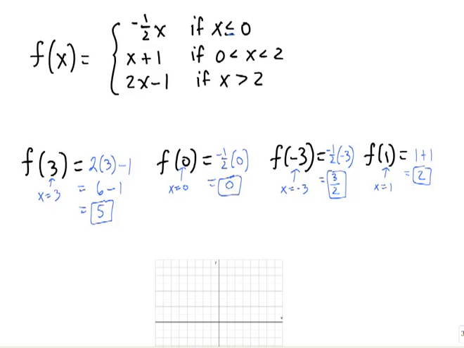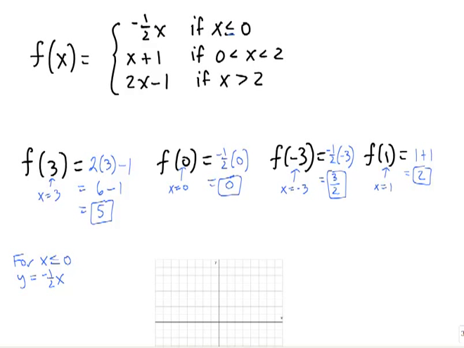Now we want a graph. And this has 3 rules, so we're going to need to make 3 tables so that we make sure we get the right graph. So let's start with the top rule. This is a rule that we use for x's less than or equal to 0. And the rule is y equals negative 1/2 x.